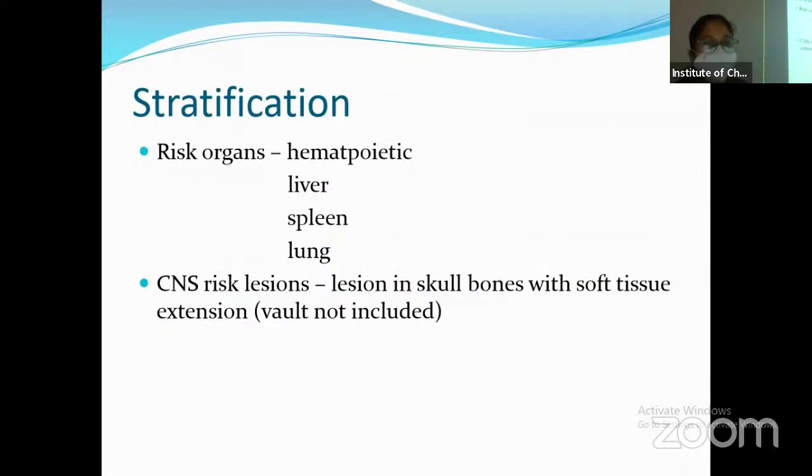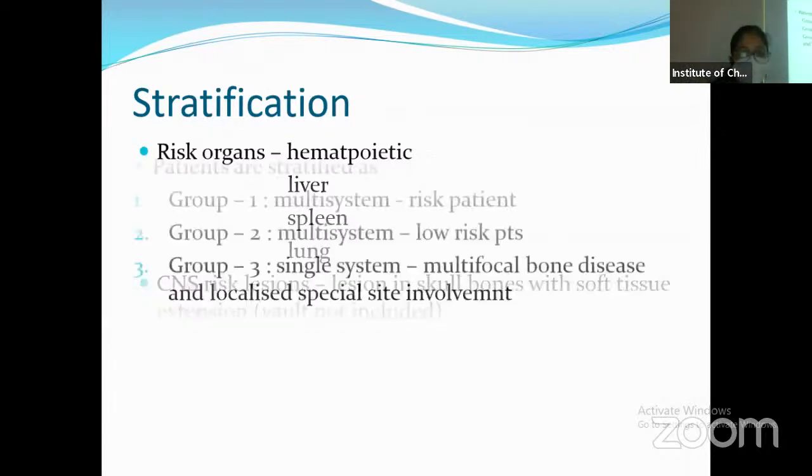So here, as I mentioned, the lung has gone out of the risk organ involvement. Bone marrow, liver, and spleen remain.